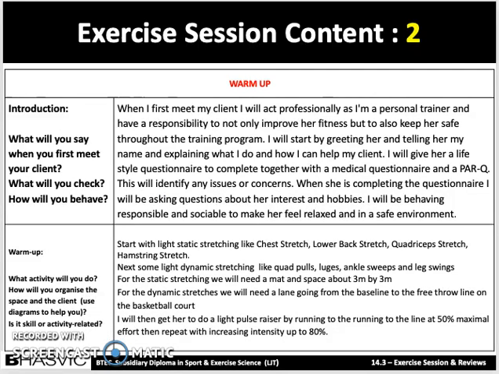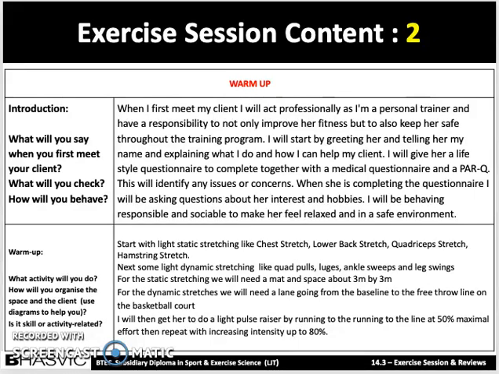Exercise session content 2. Warm-up. Introduction. When I first meet my client, I will act professionally as I'm a personal trainer and have a responsibility to not only improve her fitness but to also keep her safe. Throughout the training program, I will start by greeting her and telling her my name and explaining what I do and how I can help my client.